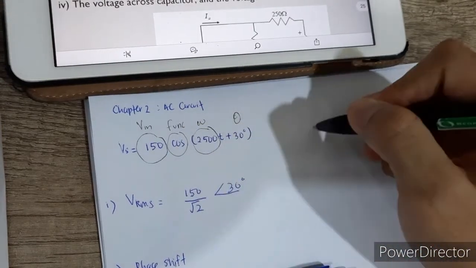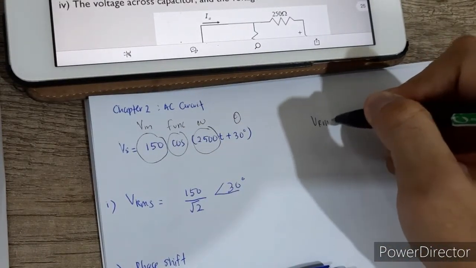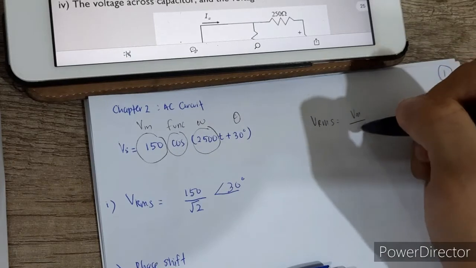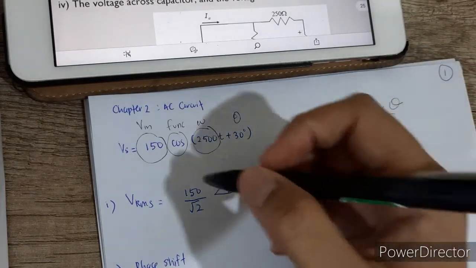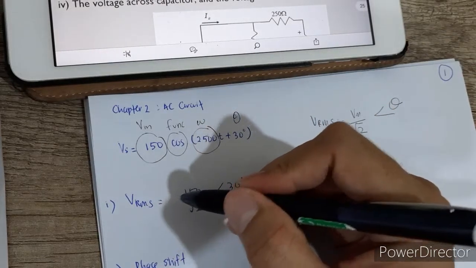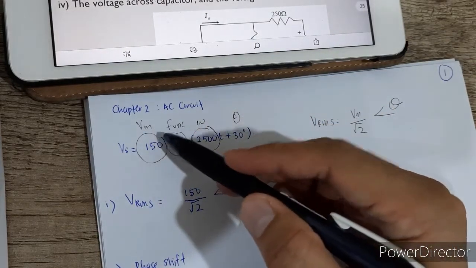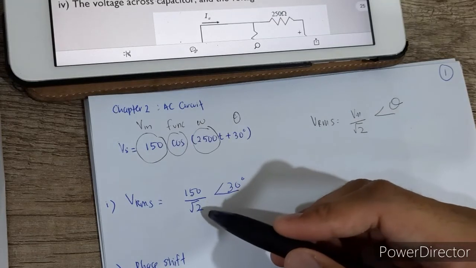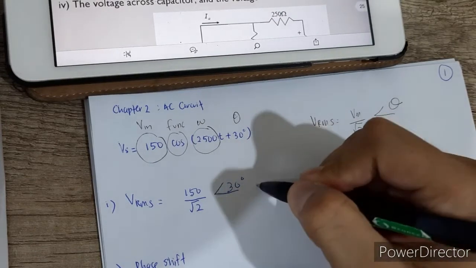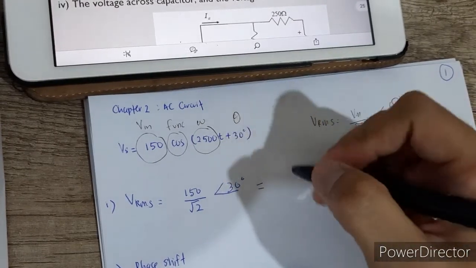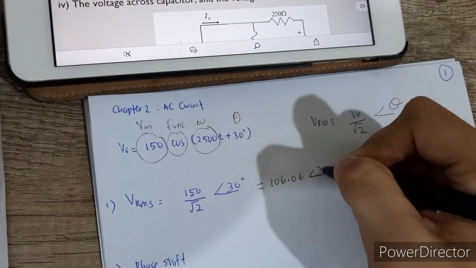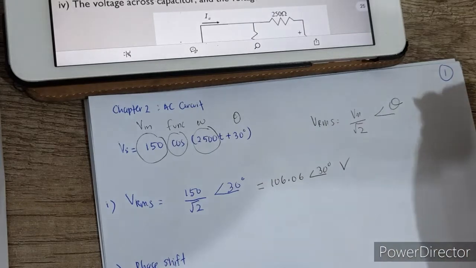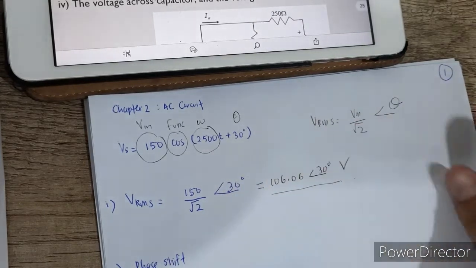Remember Vrms equals Vm divided by square root of 2, and then the angle theta. So for this case, Vrms equals our Vm, which is 150, divided by square root of 2. So the answer is 106 at the angle of 30 degrees volt. So this is the answer for Vrms.